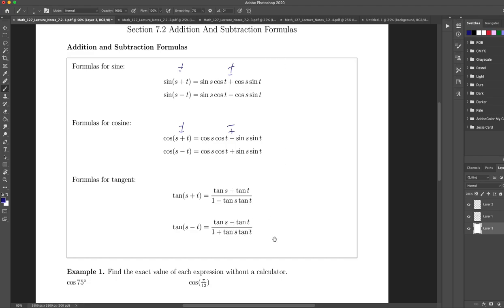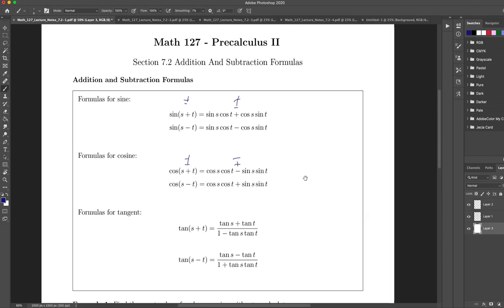Okay, so I'm going to be using these to solve problems, and we're going to work on more identity stuff. We're just going to add these to the toolkit, and then go ahead and do some more stuff.